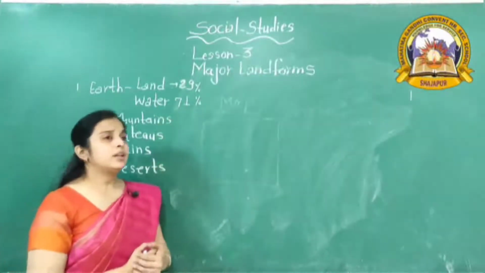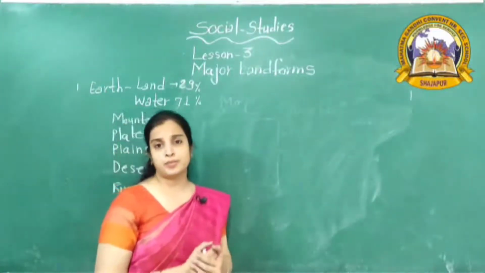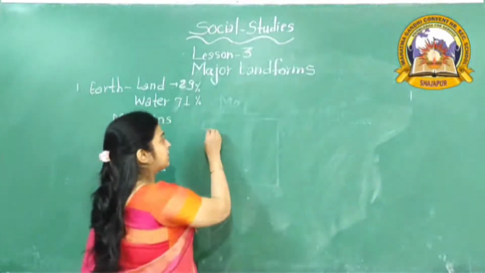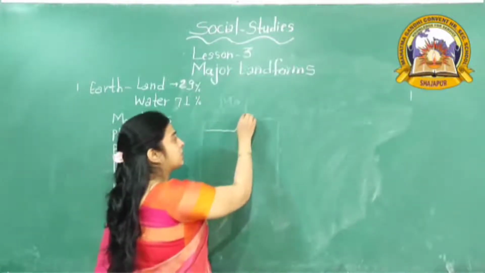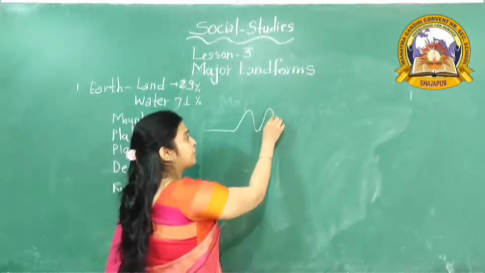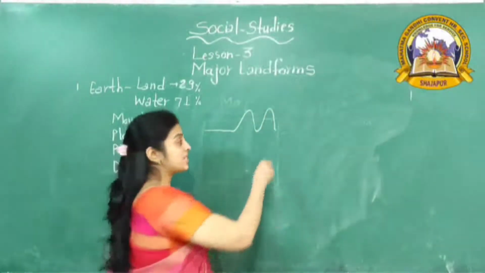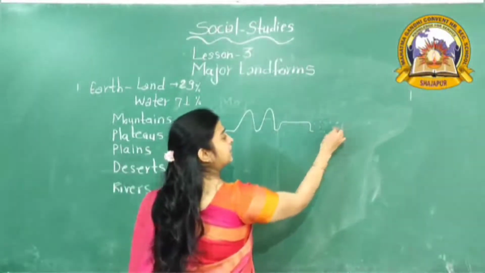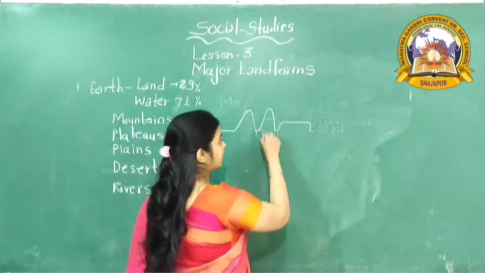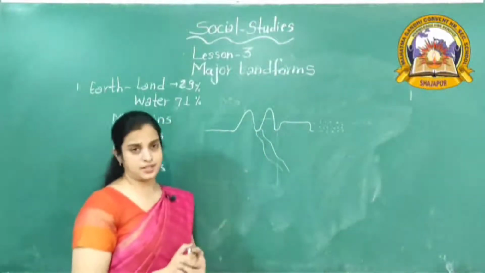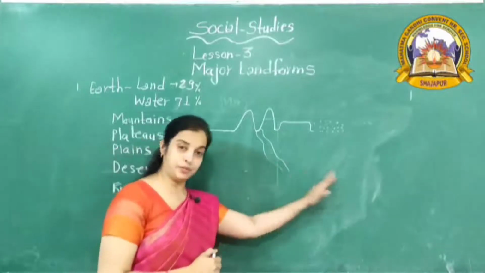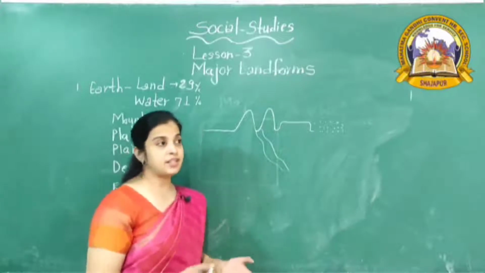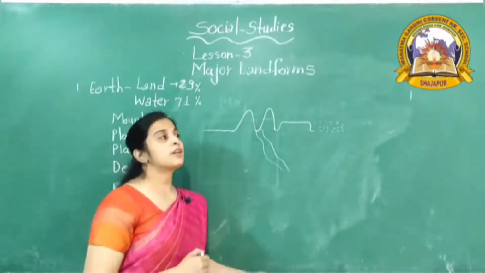Okay, but our earth's surface is not uniform. How is it? Somewhere it is flat. You know, somewhere we find mountains, somewhere plains, somewhere plateau, desert, rivers are there, and so many variations are there. Our earth surface is not uniform, so many variations are there. Somewhere it is flat and level, somewhere it is rugged.